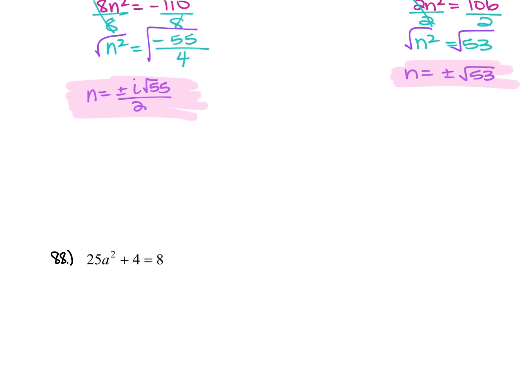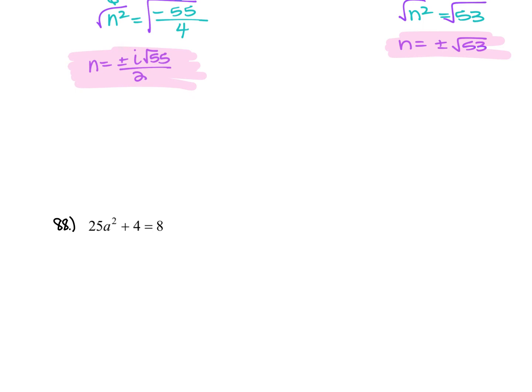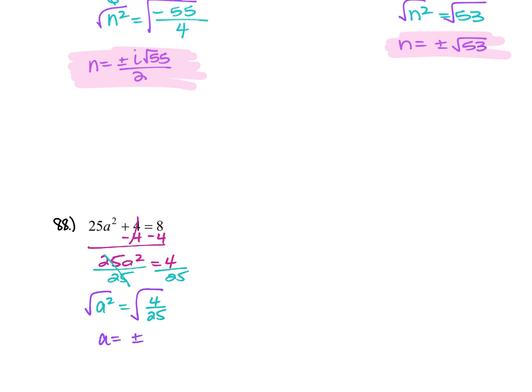And for 88, you have 25a squared plus 4 is equal to 8. Start by subtracting your 4 over. That gives you 25a squared is equal to 4. Divide each side by the 25. You have a squared is equal to 4 over 25. Take the square root of both sides, and you have that a is equal to plus or minus 2/5.